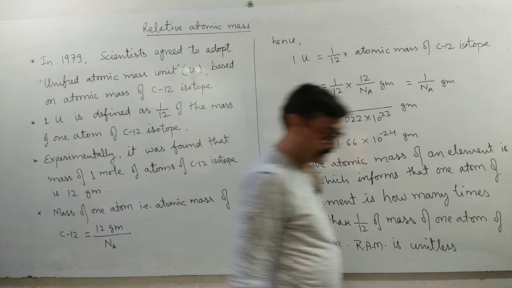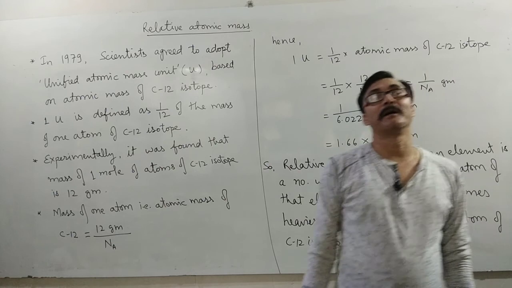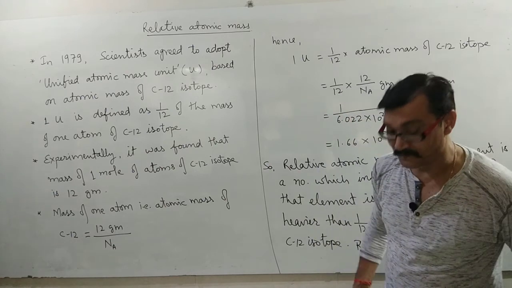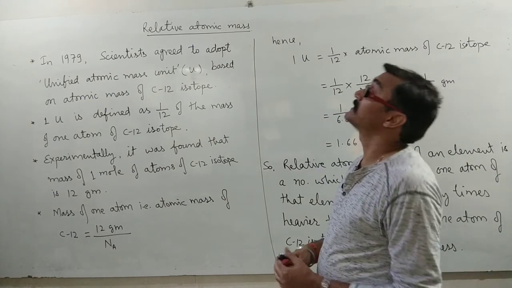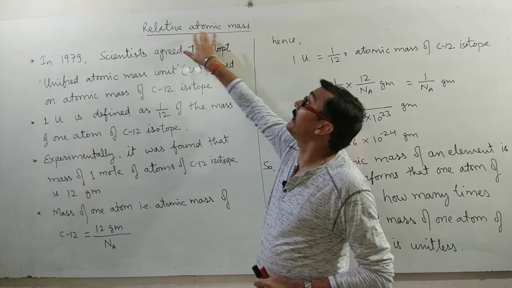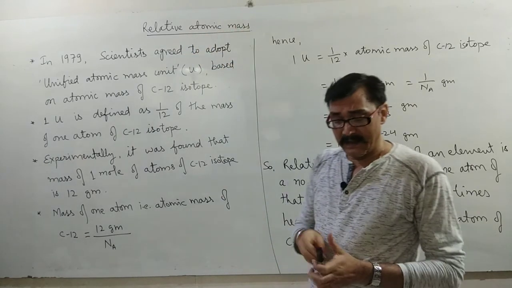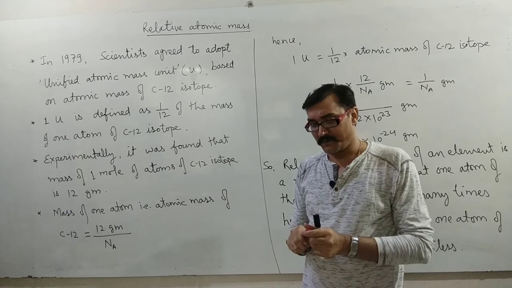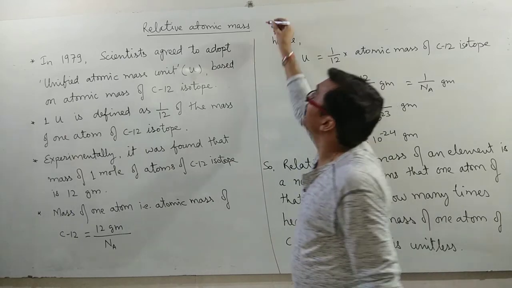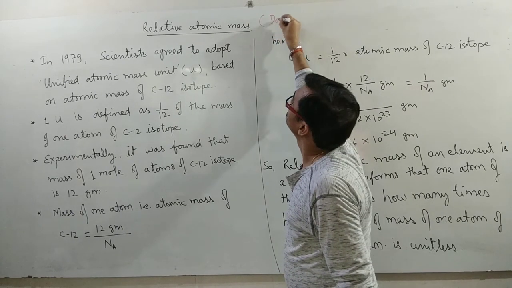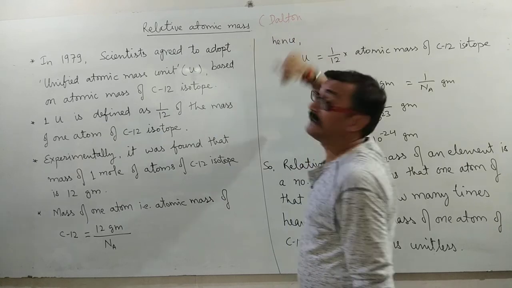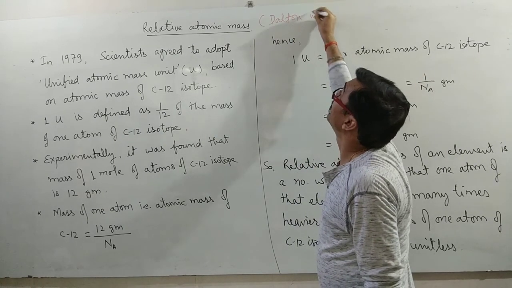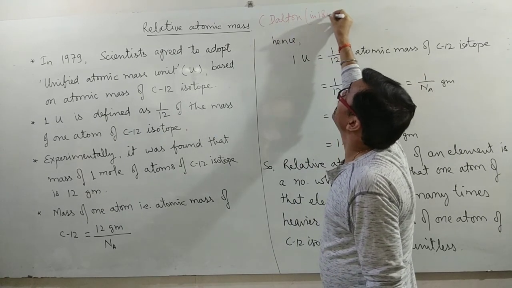Hello students, it is the second part of mole concept. Today we start relative atomic mass. The term relative atomic mass was first determined by Dalton about in 1803.